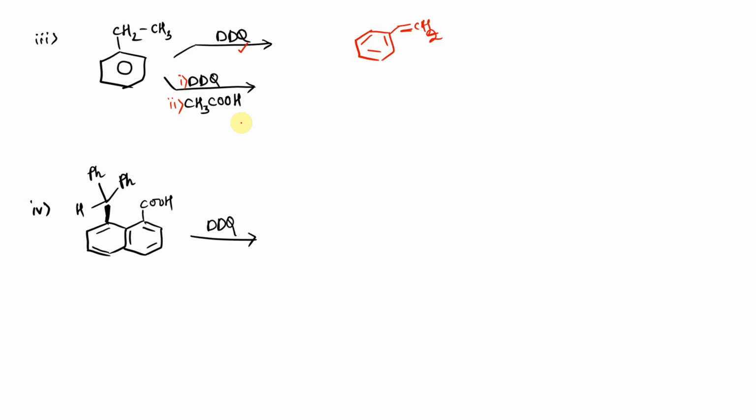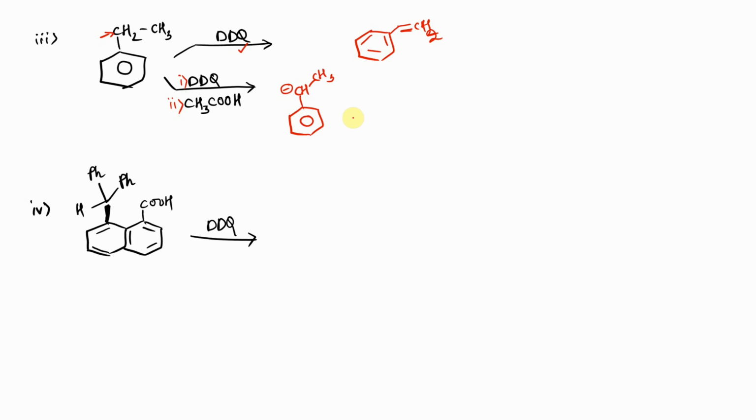Okay, so the DDQ molecule first removes the hydride ion of this particular carbon. Right? Why only this carbon? Because it is the benzylic carbon, therefore it won't remove the hydrogen from this terminal carbon. So once the hydride has been removed, we get a carbocation on the benzylic carbon, that is in the form of CH+ CH3.